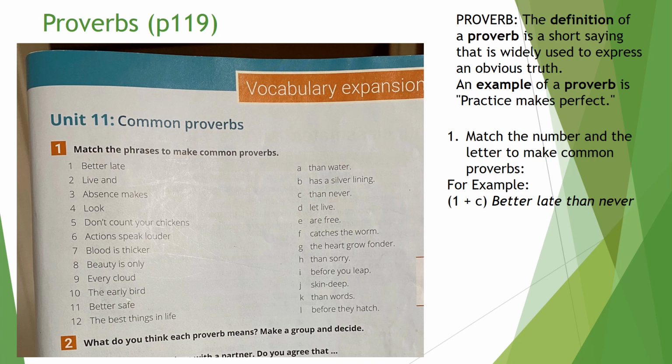For example, 1, better late, matches with C, than never. So you get the proverb, better late than never. So you have to match the number with the letter to make the proverb, okay? And you have to write that down and you have to send it to me.